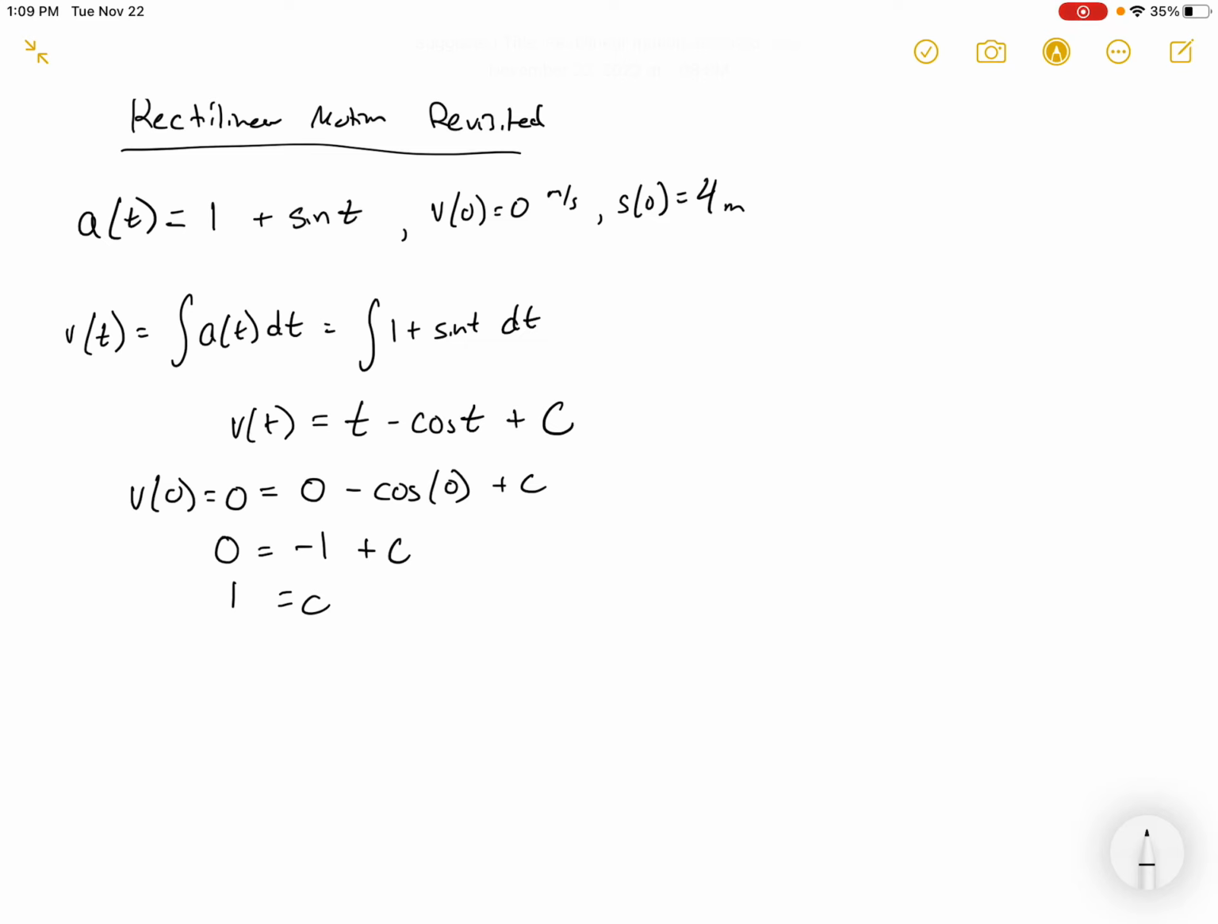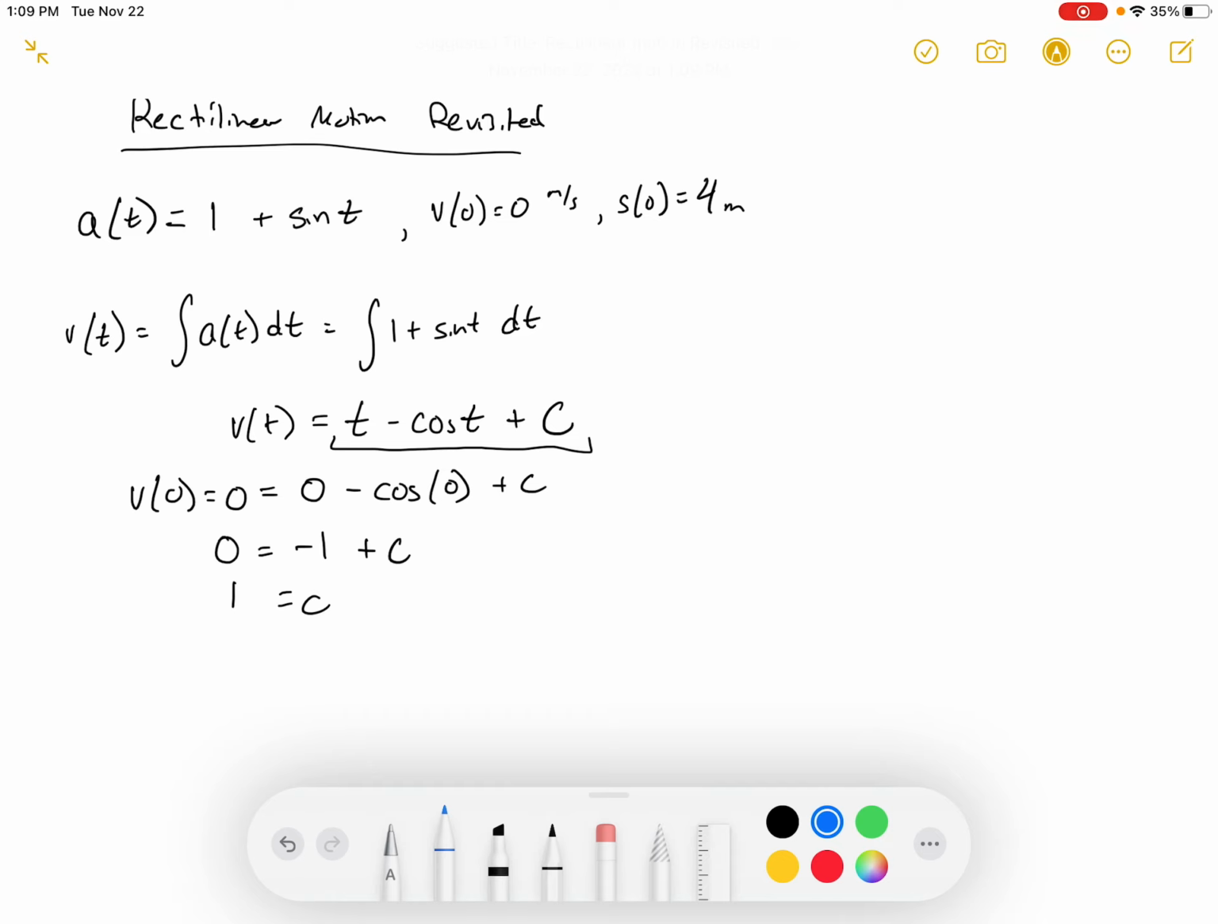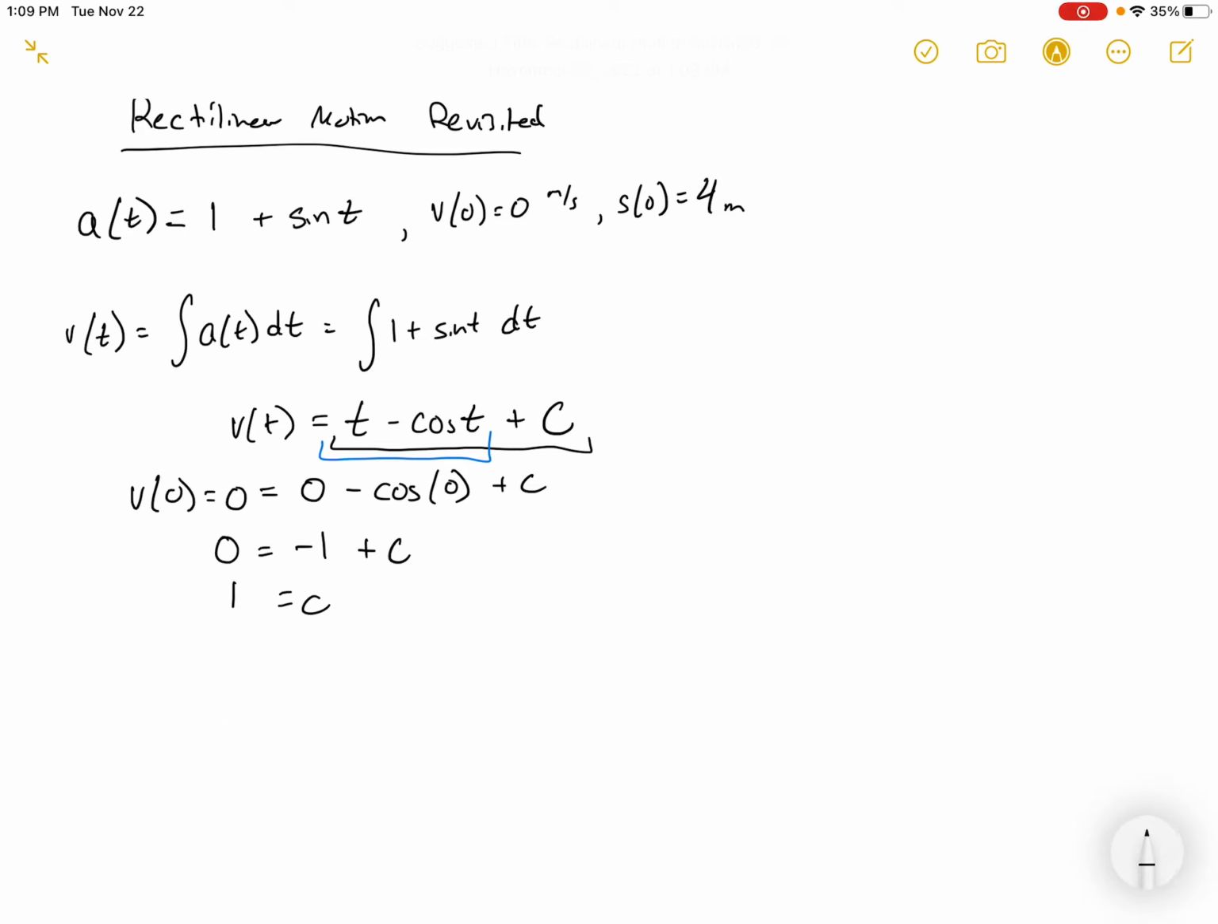Now, I couldn't just say, oh, my initial velocity is 0, so plug in 0 for c, because I had to say this whole expression has to be 0. The left side of that, the thing that we just took as my antiderivative, might not be 0 at t equals 0. If it's a polynomial, it obviously would be, but we aren't dealing with a polynomial here. We have cosine or sine. So this tells me that my velocity function is t minus cos t plus 1.